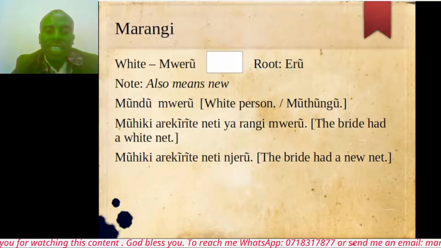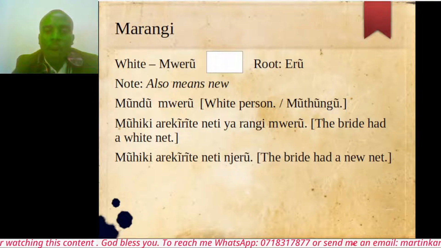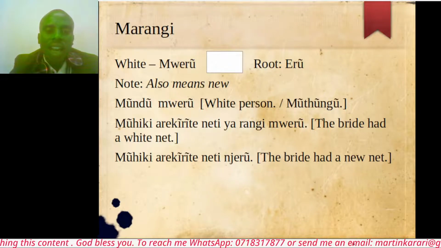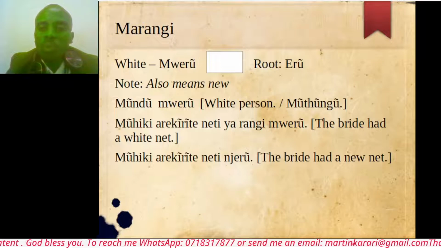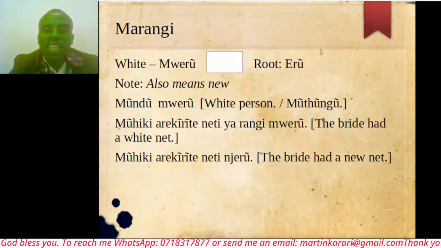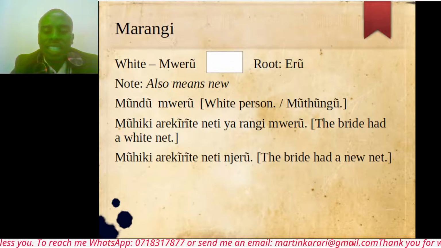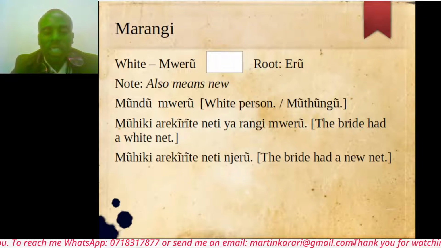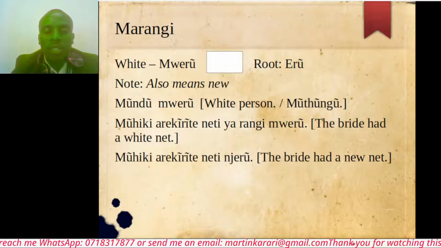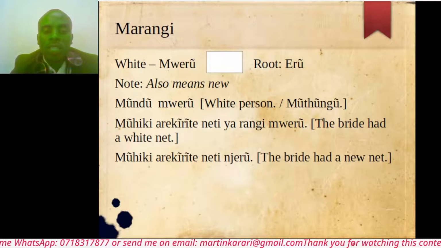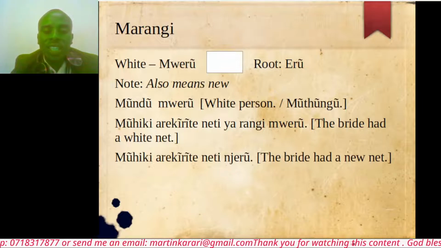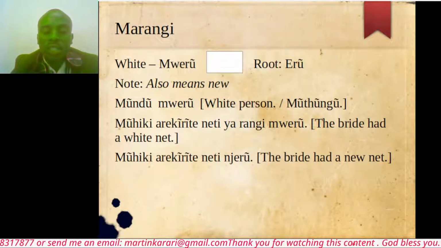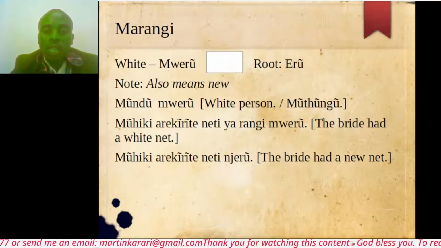Let's go to the next one. Mohiki arekerete neti ya ragi muero. That is to say, the bride had a white net. Let's now get the second sentence which shows us the different usage of this word muero. Mohiki arekerete neti jeru. That now is the meaning of that sentence too. The bride had a new net.